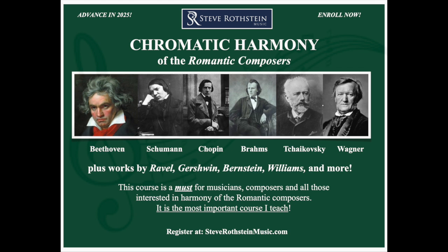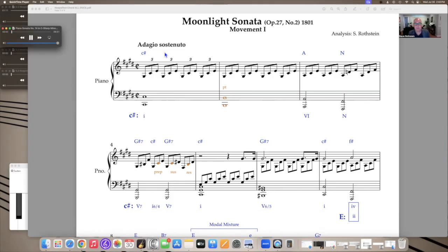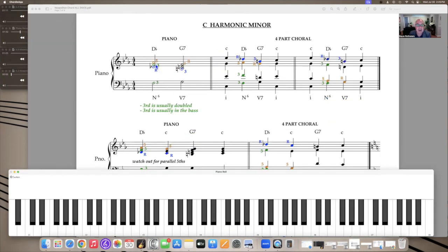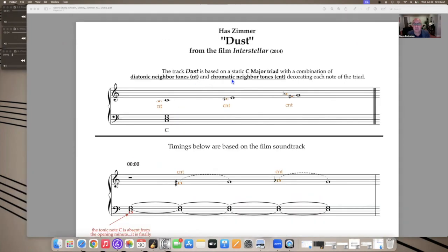We look at great music by Beethoven, Schumann, Chopin, Brahms, Tchaikovsky, Wagner. We even dip into the 20th century and look at music by Ravel, Gershwin, Bernstein, John Williams, and more. We even look at a score by Hans Zimmer. The music of the Chromatic period is just so emotionally powerful and charged. If you're looking to understand that music or expand your compositional technique, this is the course for you.